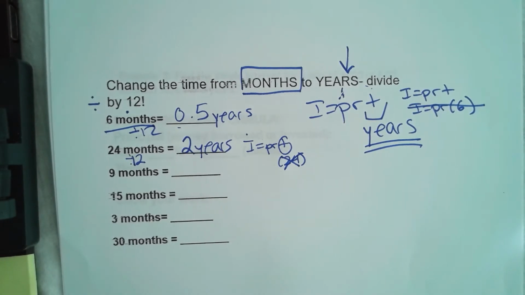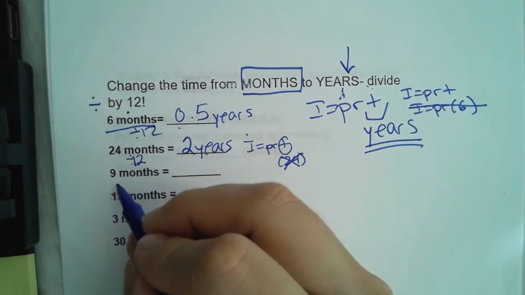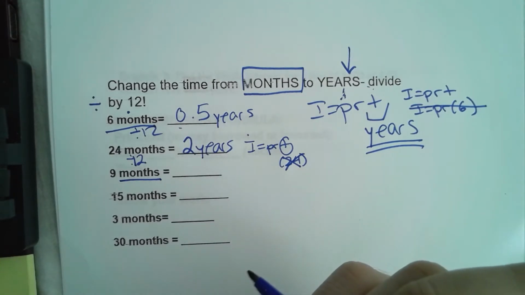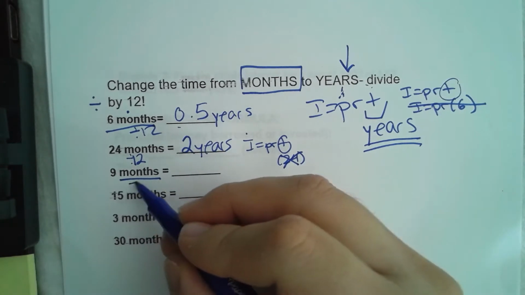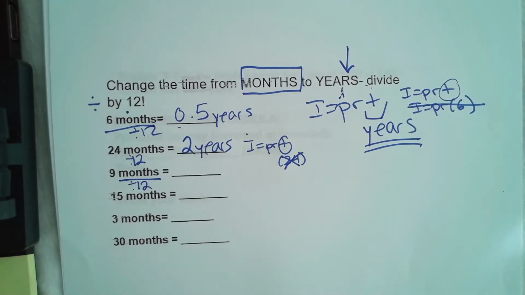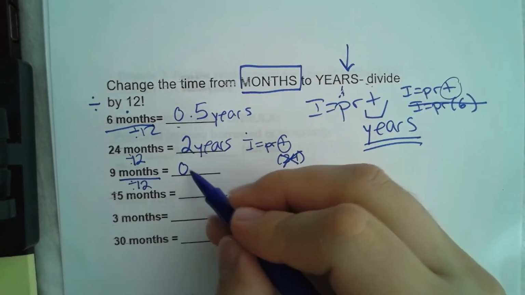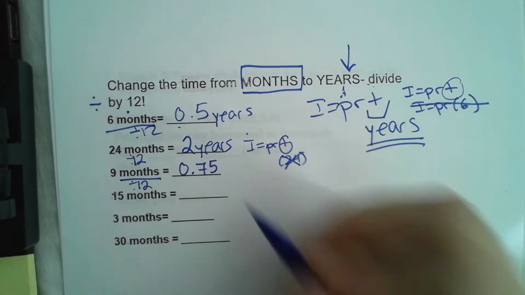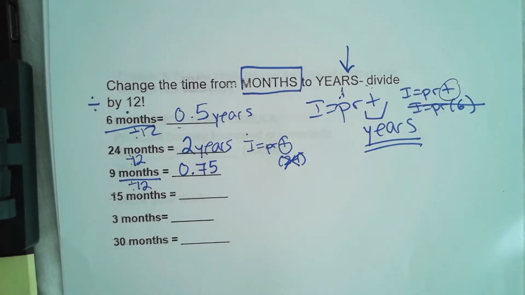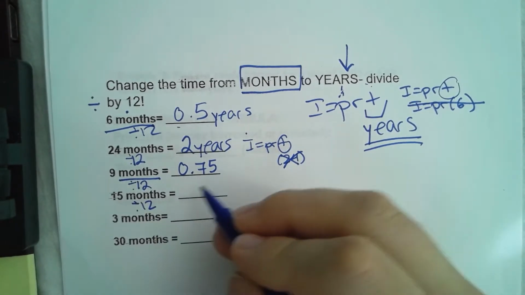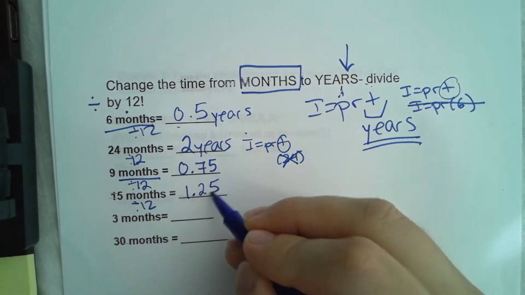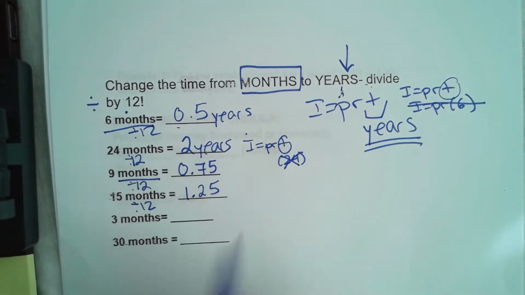Next I have 9 months, okay? I don't put 9 here with time. I need to divide this by 12 and change it to years. 0.75 years, okay? Or 3/4, right? 15 months. I need to do 15 divided by 12, and I'm going to get 1.25, okay?